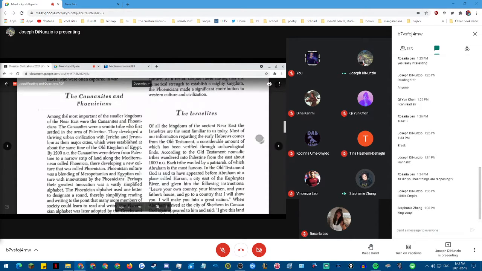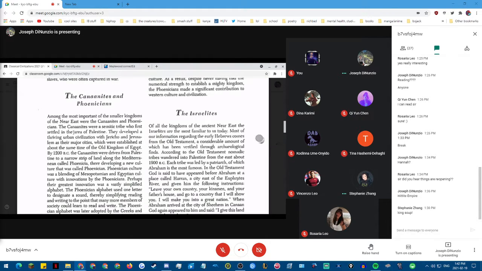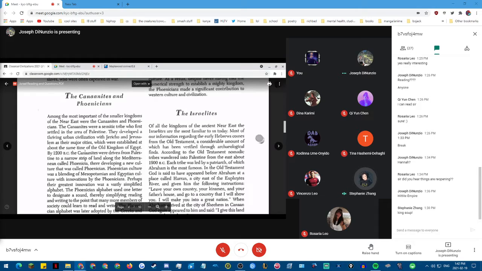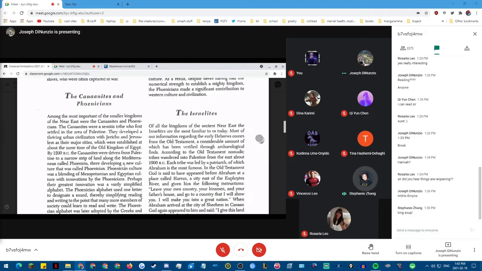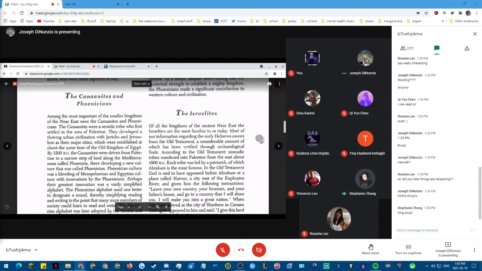Among the most important of the small kingdoms in the Near East were the Canaanites and the Phoenicians. The Canaanites were Semitic tribes who first settled in the area of Palestine. They developed a thriving urban civilization with Jericho and Jerusalem as their major cities, which were established at about the same time as the Old Kingdom of Egypt. By 1200 BC, the Canaanites were driven from Palestine to a narrow strip of land along the Mediterranean called Phoenicia. There they developed a new culture that was called Phoenician.